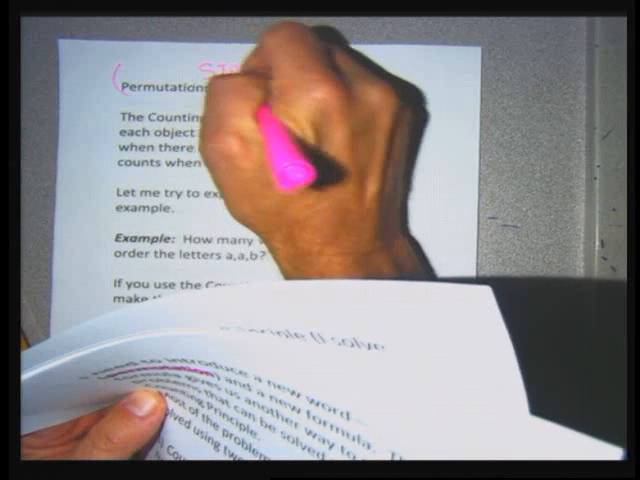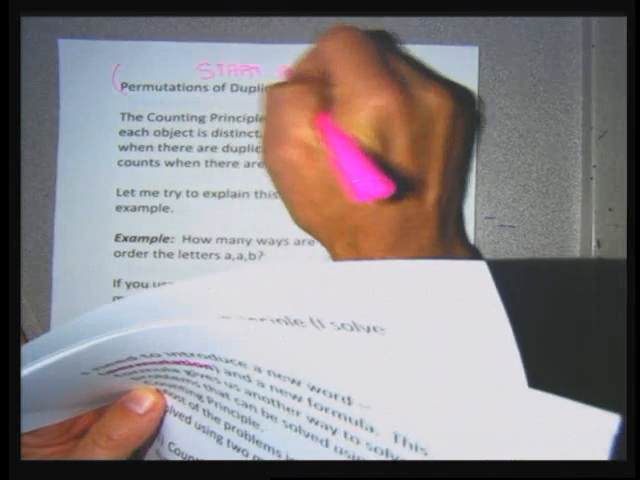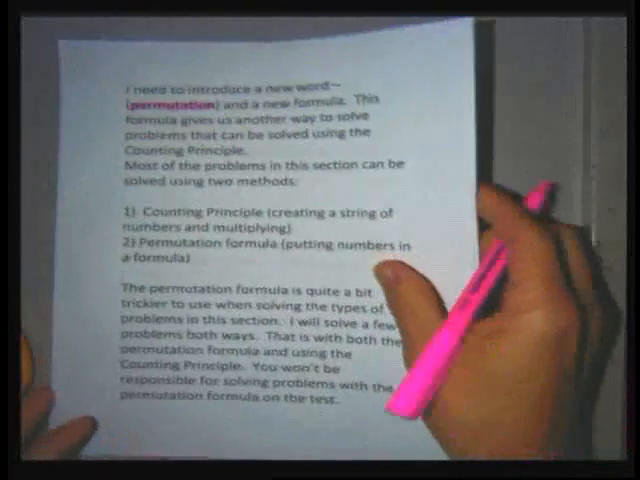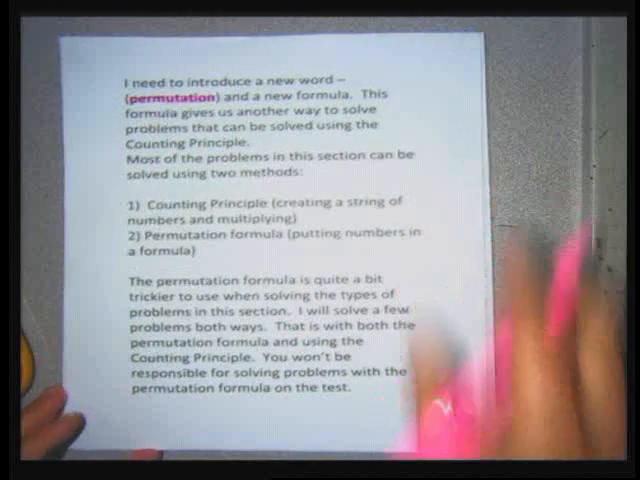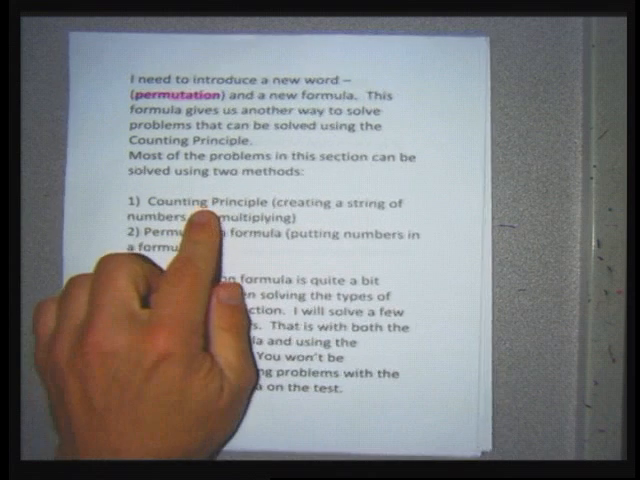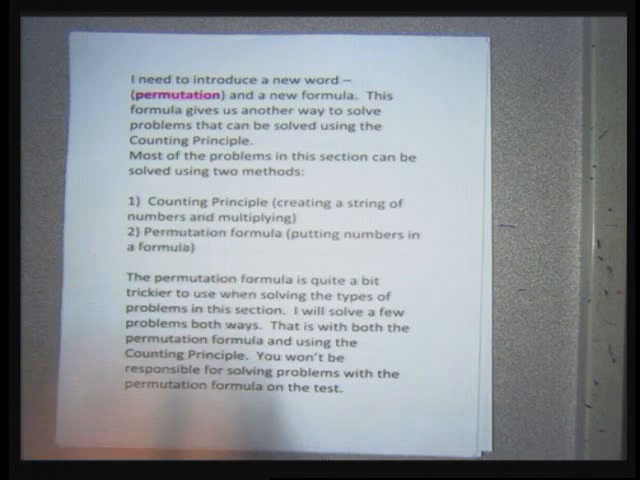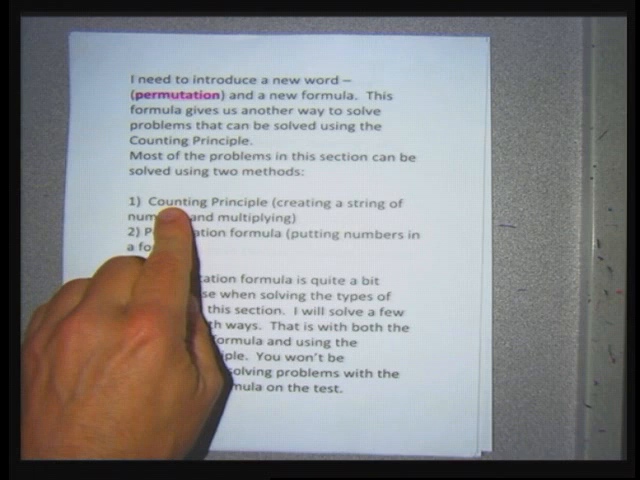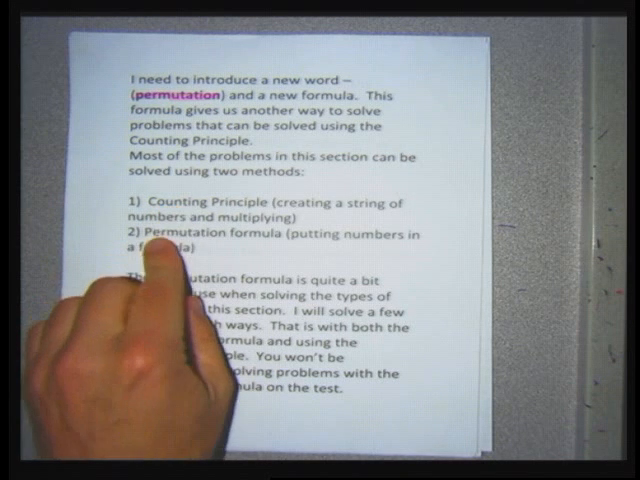I'm going to do 3 examples introducing the concept of permutation. And like I said, a permutation is a specialized counting principle problem that gives us the ability to solve problems with a formula. And like I said, I personally never use the permutation formula to solve problems that can be solved by the counting principle, because they're specialized problems.